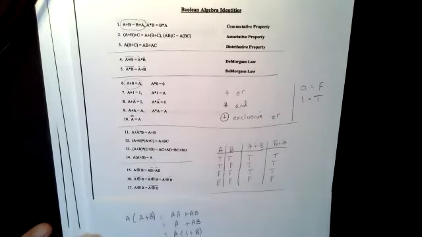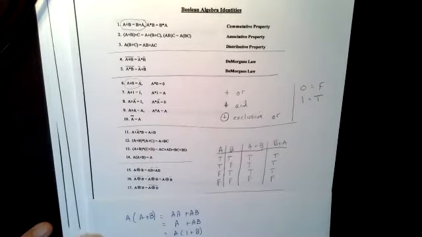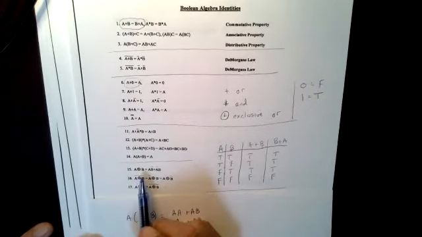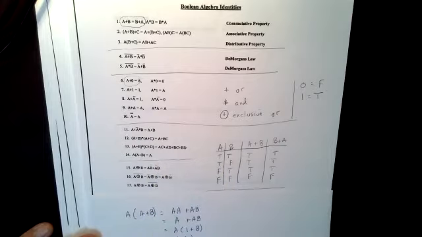15 is the exclusive OR. What does exclusive OR stand for? Does anybody know? It's one or the other, but not both. Excellent. One or the other, but not both. Another way to write A exclusive OR B is A times B not plus A not times B.